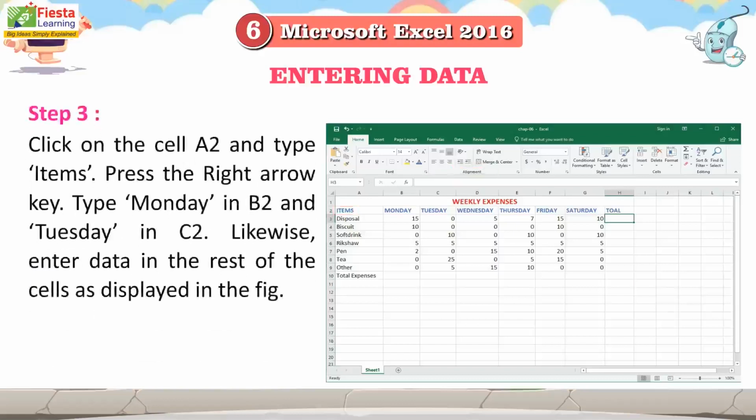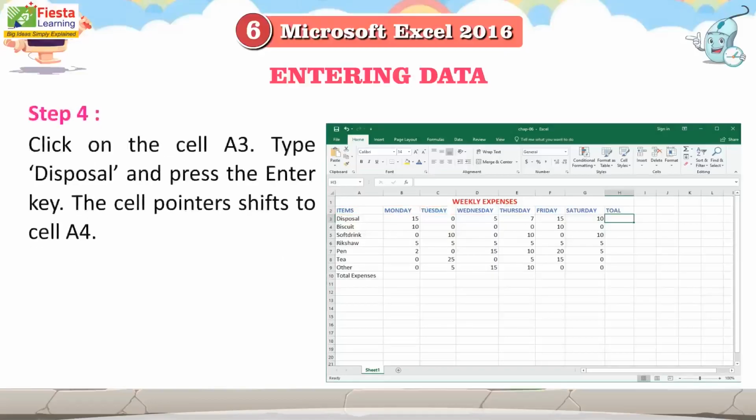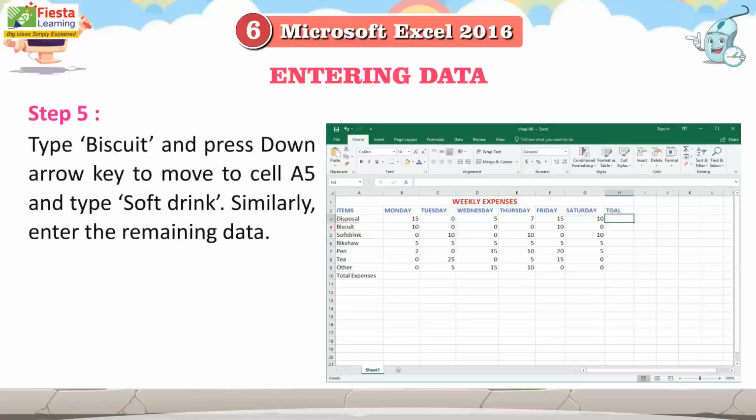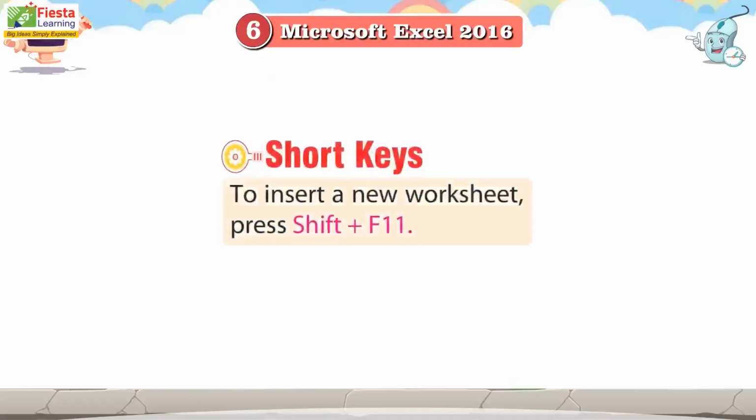Step 3. Click on the cell A2 and type items. Press the right arrow key. Type Monday in B2 and Tuesday in C2. Likewise, enter data in the rest of the cells as displayed in the figure. Step 4. Click on the cell A3. Type disposal and press the enter key. The cell pointer shifts to cell A4. Step 5. Type biscuit and press the down arrow key to move to cell A5 and type soft drink similarly. Enter the remaining data.